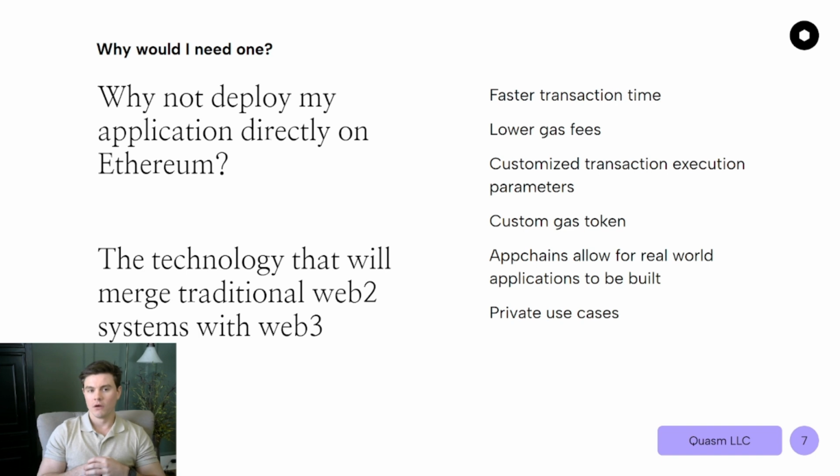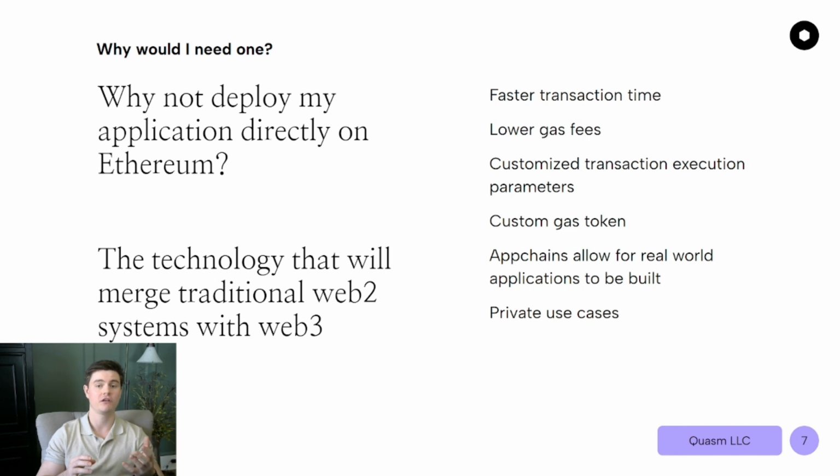So why exactly would I ever need an Appchain? Why not just deploy my smart contracts, my application onto Ethereum? Well, as we know, Ethereum, Bitcoin, some of the layer ones themselves, and even layer 2 blockchains, can have higher transaction costs, can have higher transaction wait times, and it all kind of hurts the user experience.